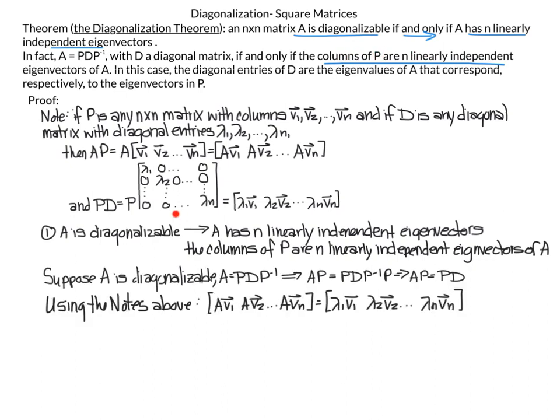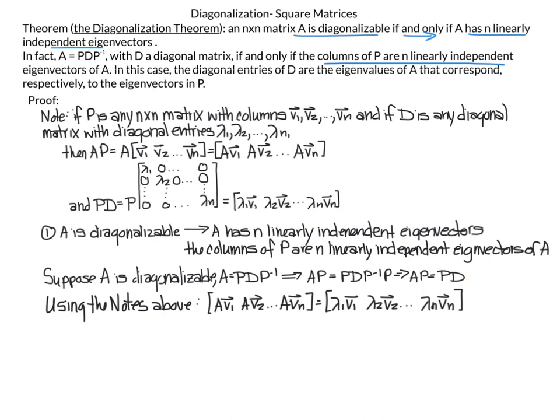We are going to start with the fact that we are given A is diagonalizable. So suppose A is diagonalizable, that is A is similar to a diagonal matrix D. So A is equal to P times D times P inverse. And if I multiply both sides of this equation by P on the right-hand side, I'll get AP is equal to PDP inverse times P. These two, the P inverse times P, becomes the identity matrix, and I get AP equals PD.